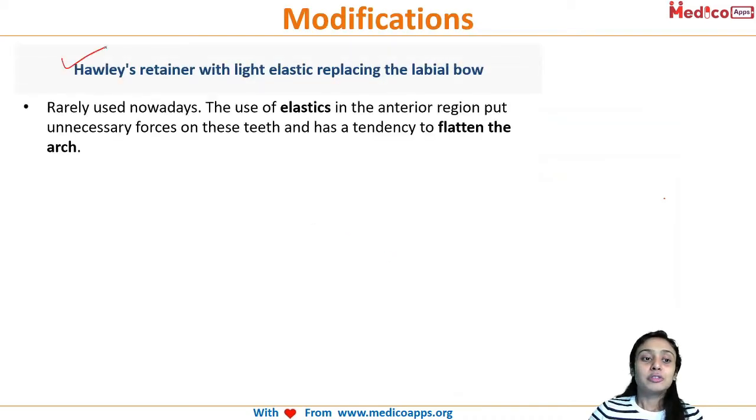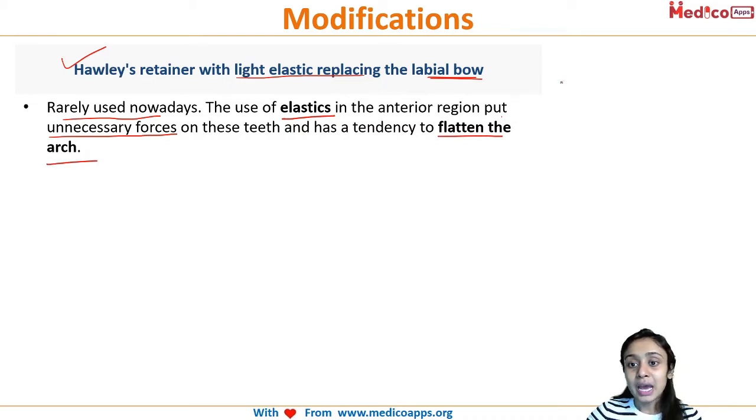The next modification is Hawley's retainer with light elastics replacing the labial bow. So instead of labial bow, you have something called elastics, or nothing but rubber bands. So these are rarely used because the use of elastic in the anterior region puts unnecessary forces on these teeth, and it has a tendency to flatten the arch.